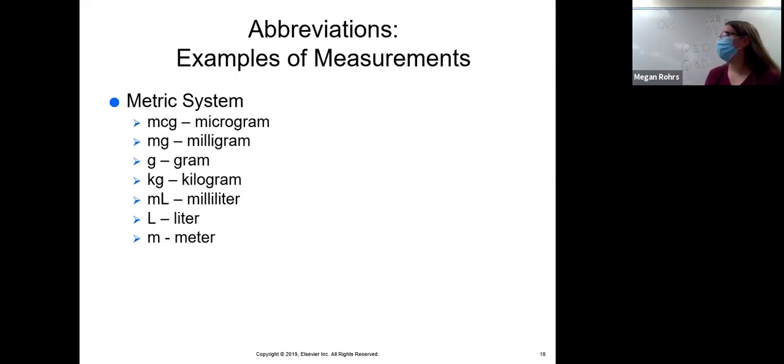Metric system. So this is going to be the main system that we use in the pharmacy. Why do you think that is? It's the most accurate. What else? So it's not really close to the household system. Why would we not be using the household system or the customary system? Other than it's not as accurate.